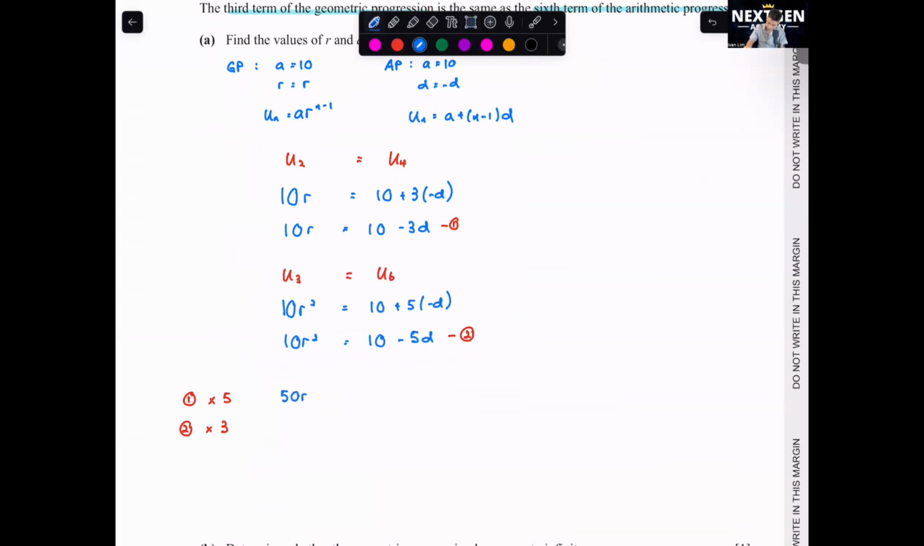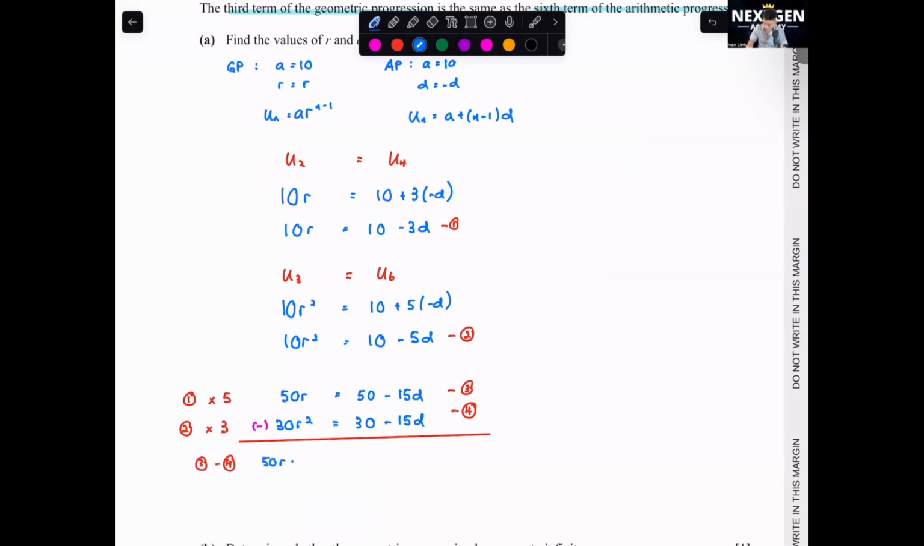Okay, 50R equals 50 minus 15D. Then here will be 30R squared equals 30 minus 15D. Okay, let's call this equation 3 and equation 4. We are going to subtract this one, so we'll take equation 3 minus equation 4.